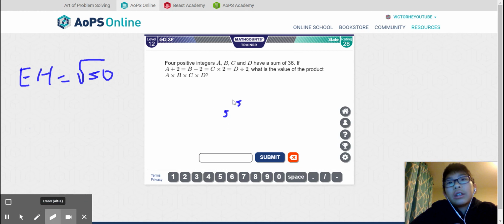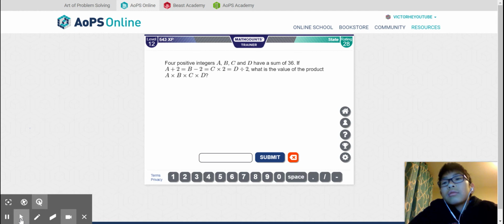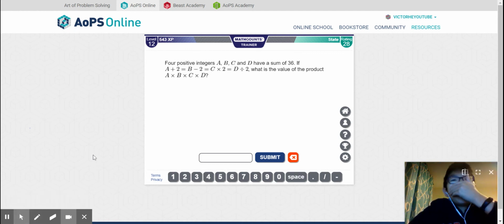Okay, let me erase this quickly. So, four positive integers A, B, C, and D have a sum of 36. If A plus 2 equals B minus 2 equals C times 2 equals D divided by 2, what is the value of the product? Okay, I can do this. So what I would do is just put some numbers in, since they have an average of 9, so let's say it's 10 or 8 or something.